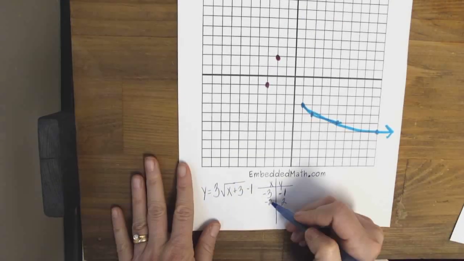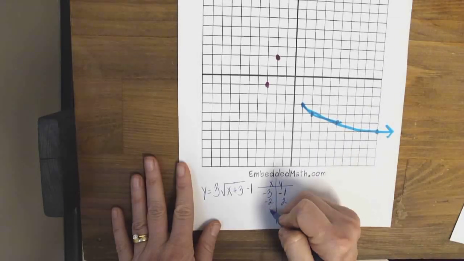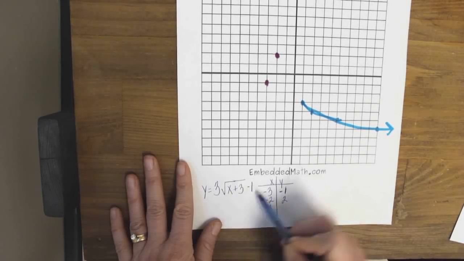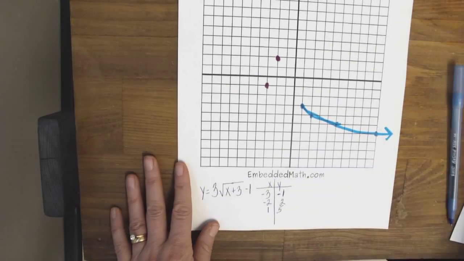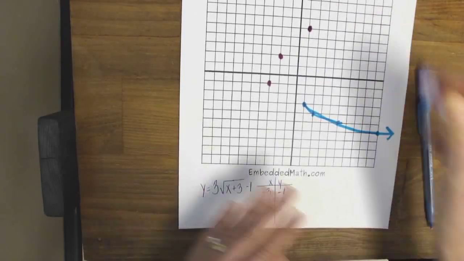I went up by 1, so now I'm going to go up by 3. -2 plus 3 is +1. 1 plus 3 is 4. Square root of 4 is 2. 2 times 3 is 6. 6 minus 1 is 5. Next point is 1, 5. 1, 2, 3, 4, 5.